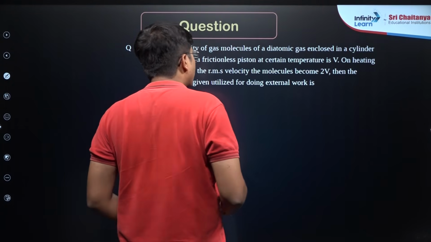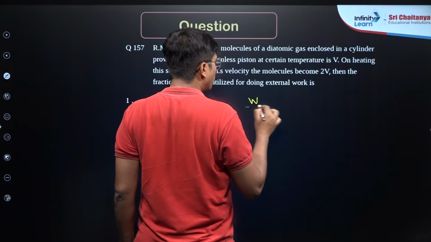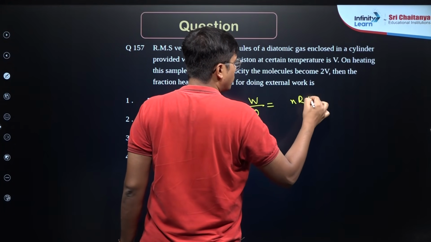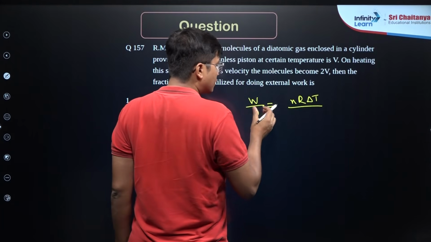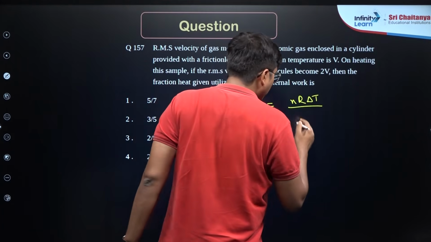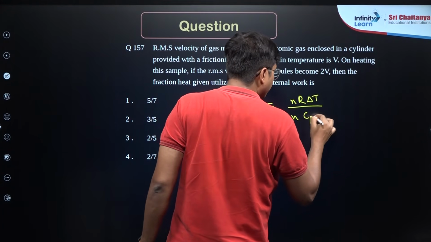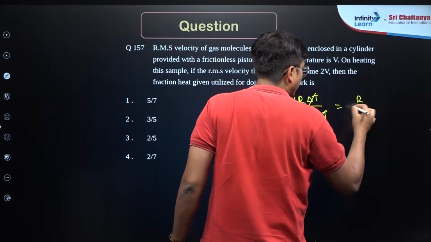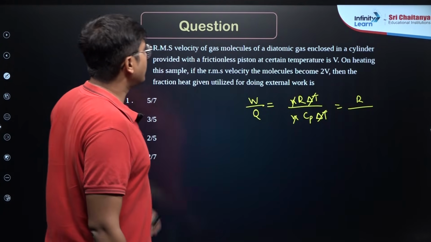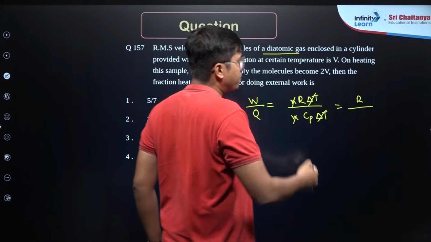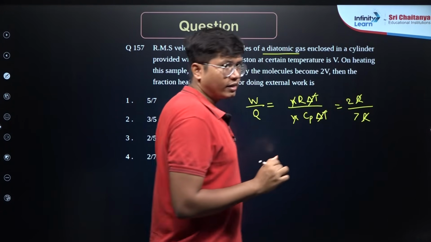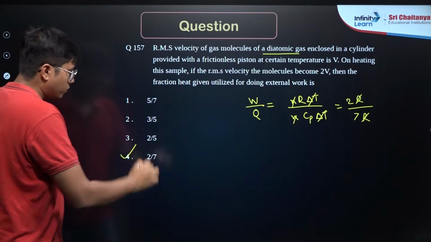In an isobaric process, I know energy given to work divided by the total energy, that is nR delta T, whereas the heat given in an isobaric process is nCp delta T. This cancels out, so it is R divided by Cp. For a diatomic gas, Cp is 7 by 2 R. The R's cancel out and the answer is 2 by 7, option 4.